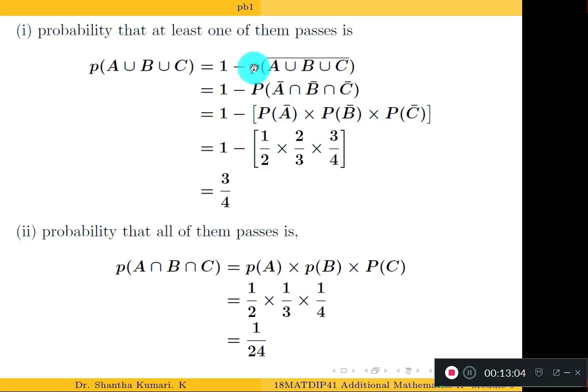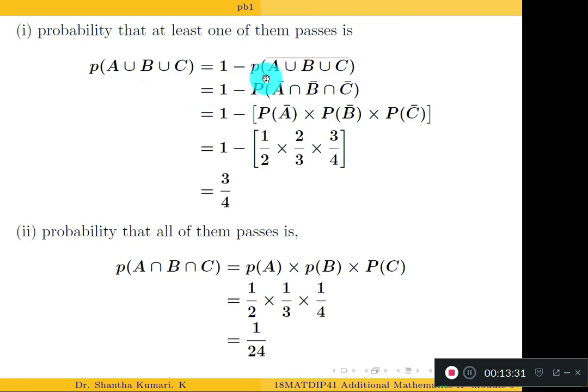How to get this formula? I have just given the method here. You can directly go to this formula; in some textbooks they directly use it. Probability of at least one is 1 minus probability of none. None means all the 3 are having complements. Now what is this formula? A union B union C is nothing but the complementary event of A union B union C complement, correct?